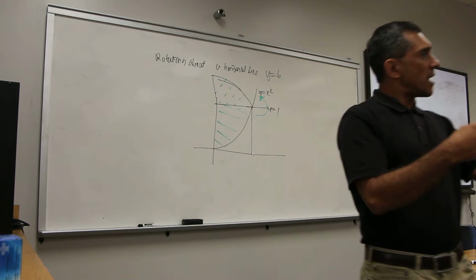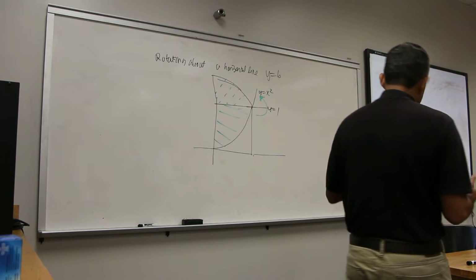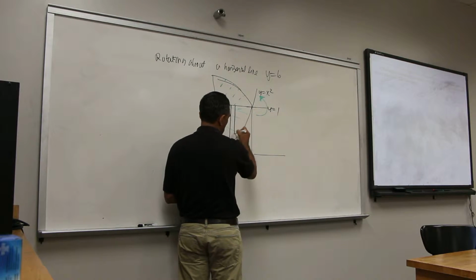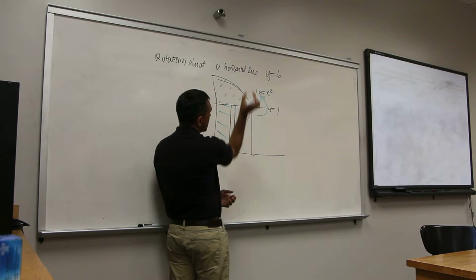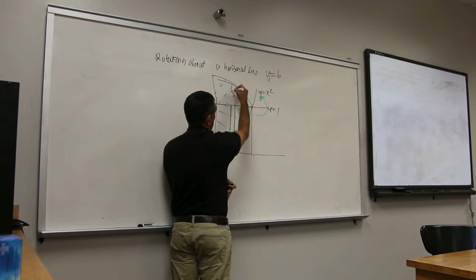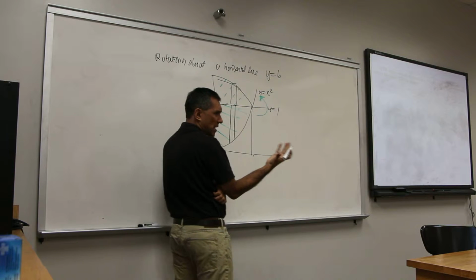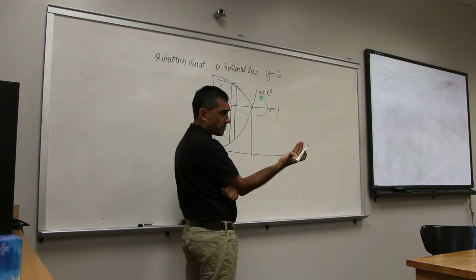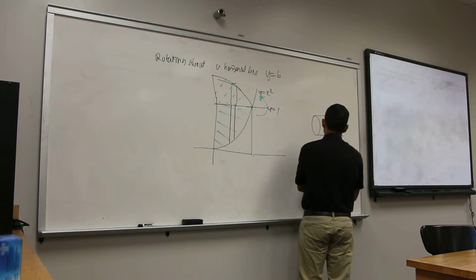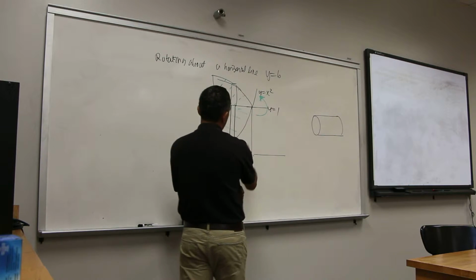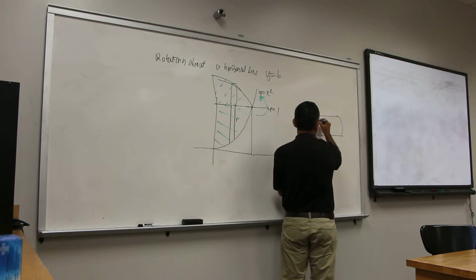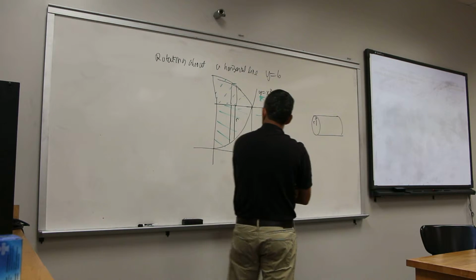And the way I do it is I break it up. I say to myself, well, look, what you're doing is you're taking a strip and rotating it about the line y equals 1. And you're going to pick up a pole. Say something like this. This would be my radius. And this would be my thickness.